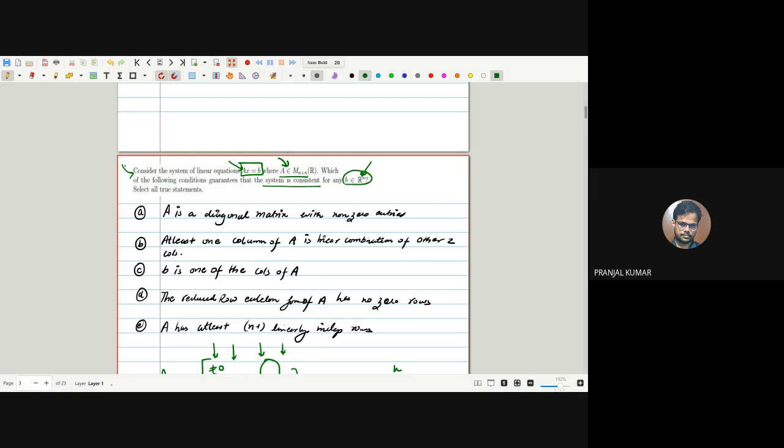So at least one column of A is... It has said that AX is supposed to always have a solution, that is, determinant of A is non-zero. Now, the first option is correct. Okay. At least one column of A is a linear combination of other columns.